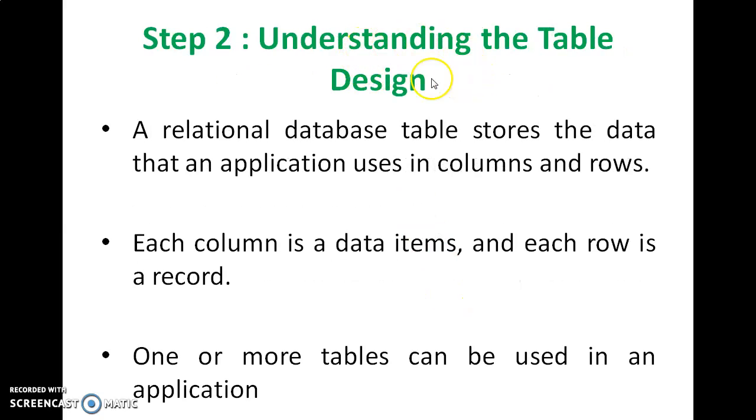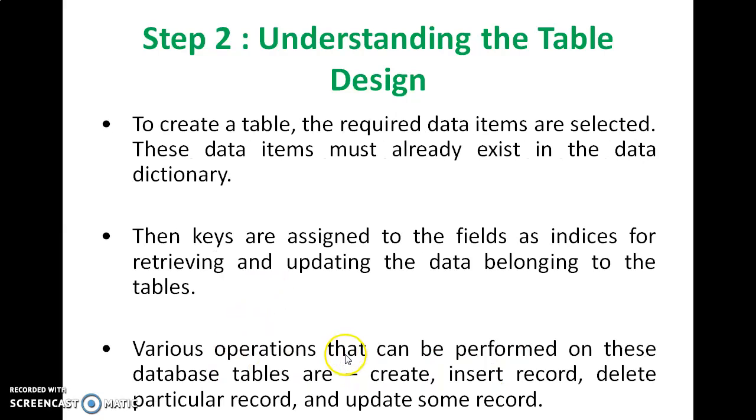Step 2, understanding the table design. The table stores the data that an application uses in columns and rows. Each column is a data item and row is a record. One or more tables can be used in the application. So to create a table, the required data items are selected. These items must already exist in the data dictionary.